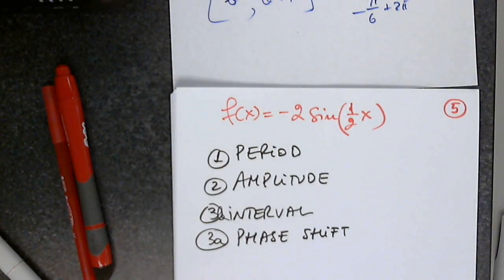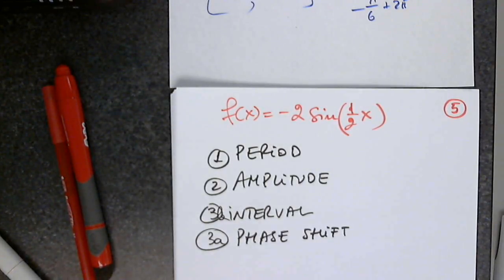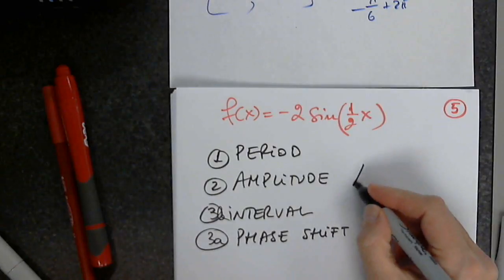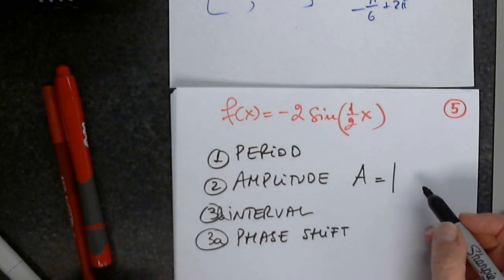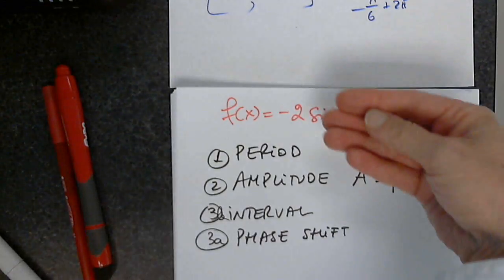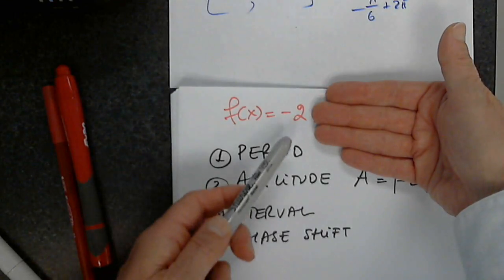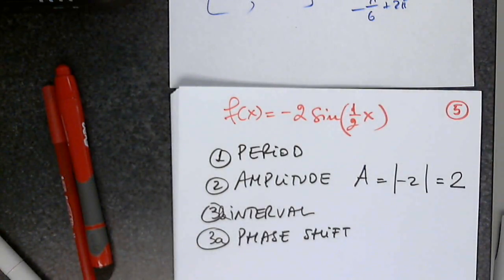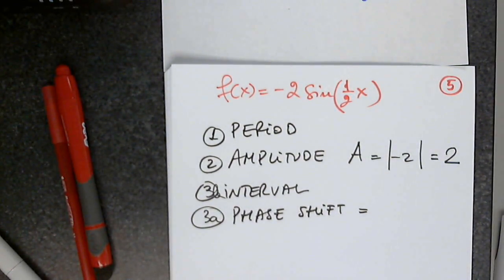Okay? So let's analyze. Let's start with the amplitude. What will the amplitude be? The absolute value of a, the absolute value of -2, which is 2, right? Because remember, this number can be maximum 1, minimum -1. Multiplied by -2, it will still be a maximum of 2 and a minimum of -2. Is that clear? Perfect. Now let's clarify the phase shift. What is the phase shift for this function?